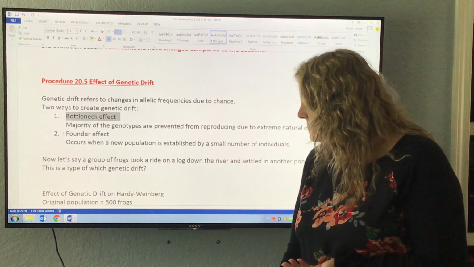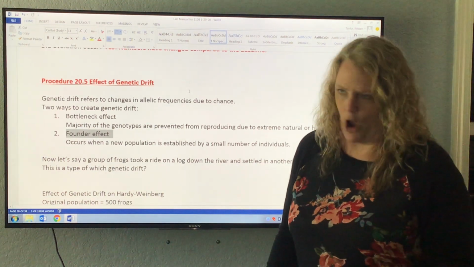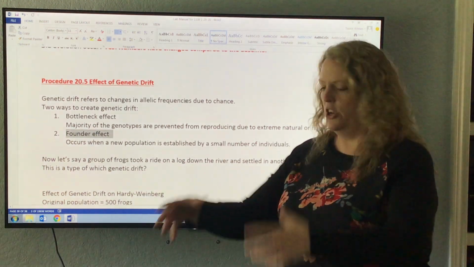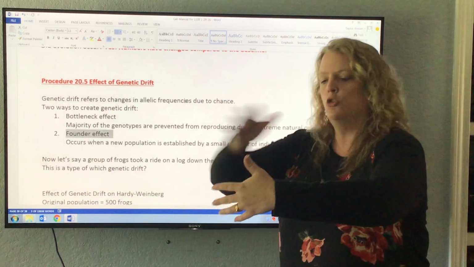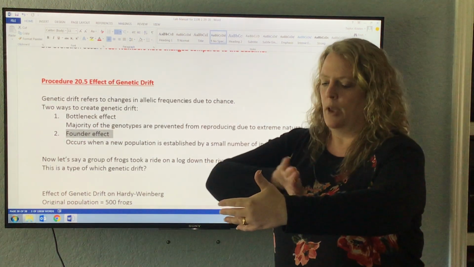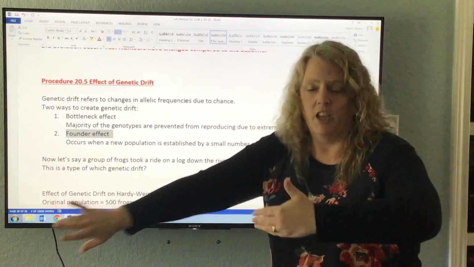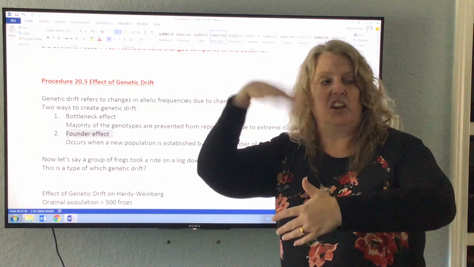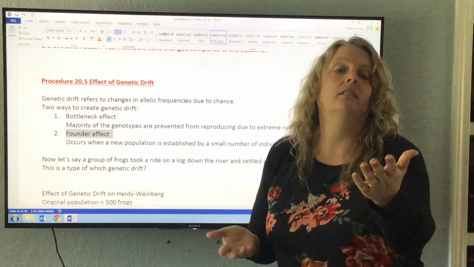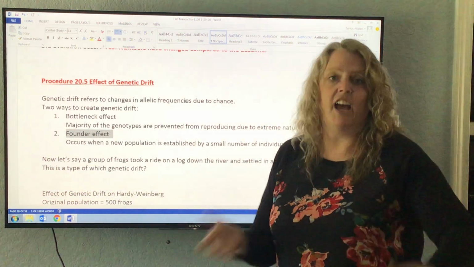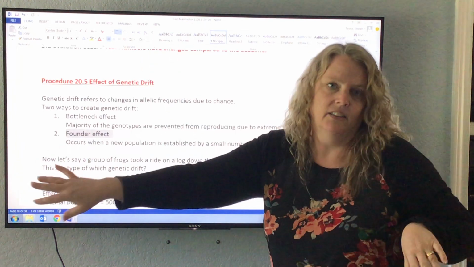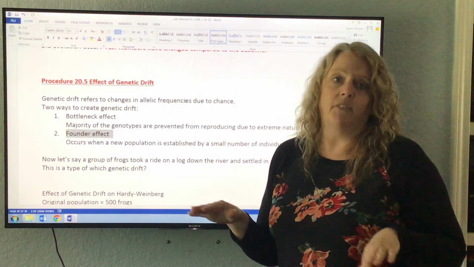The next one is founder. Now this is good. Nobody dies in this scenario. So in founder is where you had a population, this big, huge population of frogs. And it just so happened that a percentage left. It could be voluntarily, they're like, I don't like y'all, peace out, they left. Or they got separated, like in a flash flood. There was a flash flood and it carried away a percentage of frogs down the river. They got separated, okay? So it could be voluntary or involuntary.